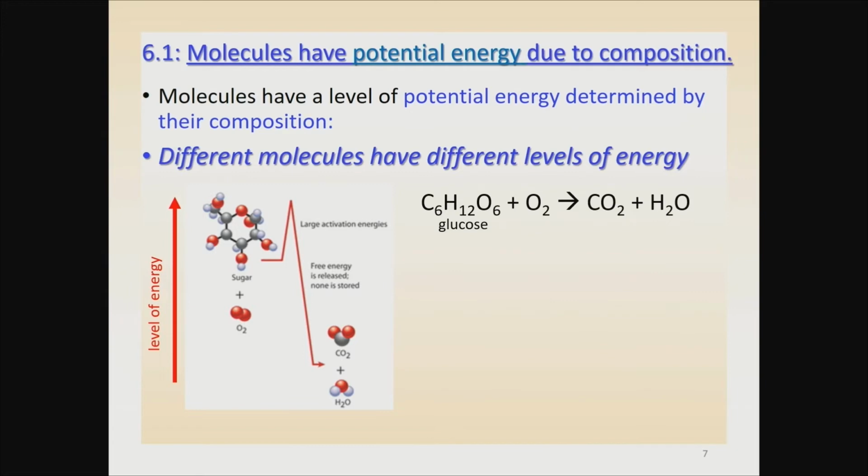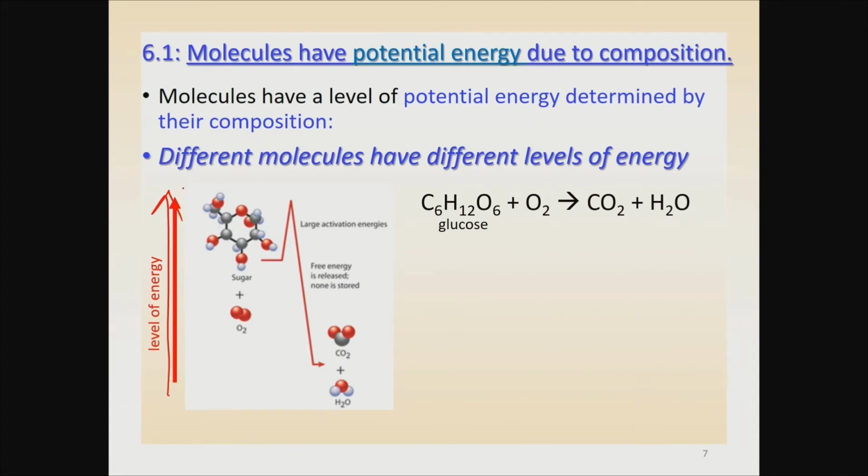Now, what's interesting is your cells will take the glucose, react it with the oxygen, and produce 2 new molecules, carbon dioxide and water. But the thing is, carbon dioxide and water have less energy than glucose and oxygen. You can see this diagrammed here. On the y-axis, we have increasing amounts of energy, and on the x-axis, we have the different kinds of molecules.